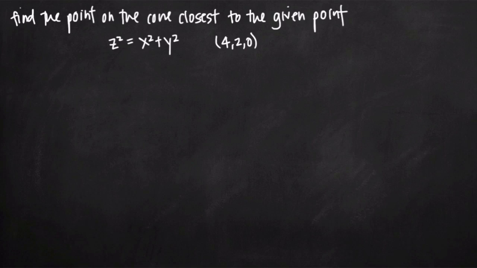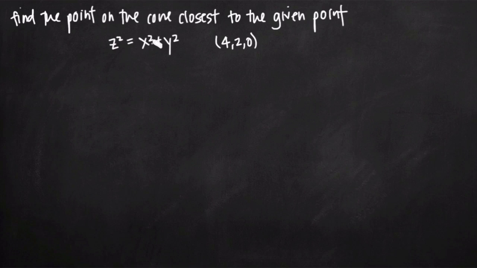Today we're going to be talking about how to find the point on the cone which is closest to the given point. In this particular problem, we've been given the equation of the cone, which is z squared is equal to x squared plus y squared, and a coordinate point 4, 2, 0. And we want to find the point which lies on this cone's surface which is closest to the point 4, 2, 0. Now we should recognize this as a multivariable applied optimization problem.